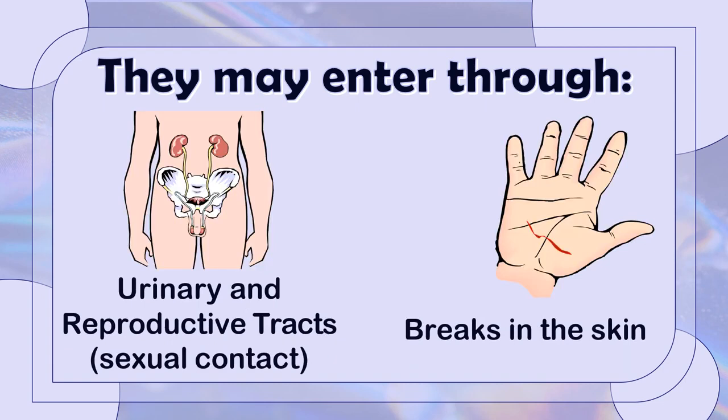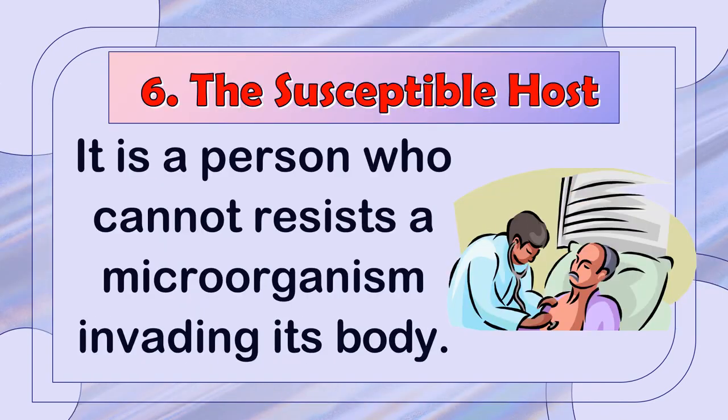Another way that the pathogens can enter the next host's body is through the urinary and reproductive tracts if they do sexual contact, or if they have breaks in the skin. And now for the last link in the chain of infection, we have the susceptible host. It is a person who cannot resist a microorganism invading its body. It is a person who often has a weak immune system.